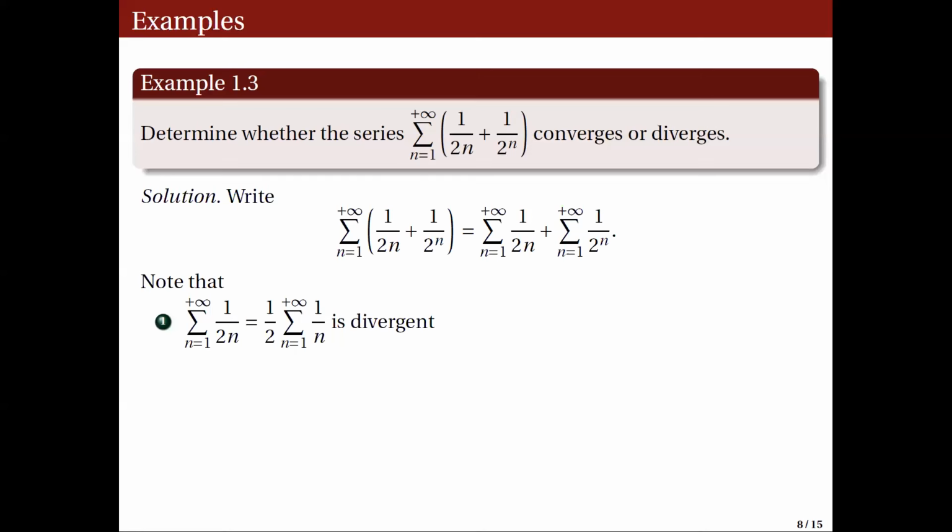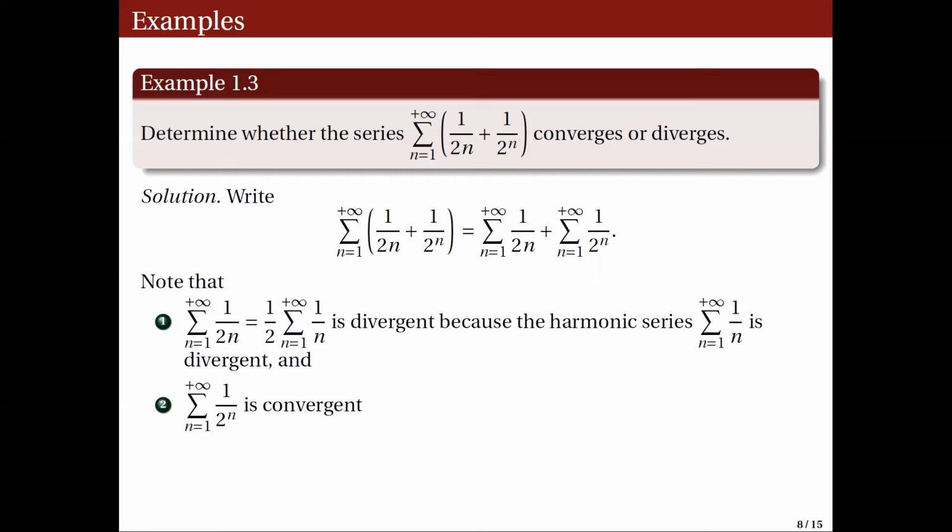Observe that the first series can be written as 1/2 times the sum of 1 over n from 1 to infinity. And this first series here is divergent because it contains a multiple of the harmonic series 1 over n, the sum of 1 over n from 1 to infinity, which is known to be divergent.